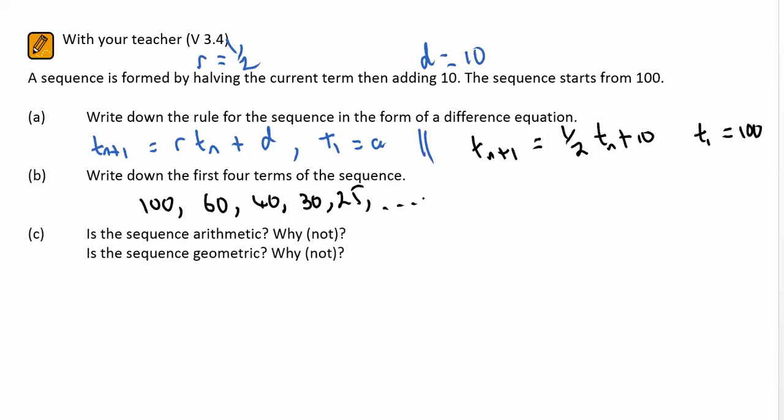It's not an arithmetic sequence, as we've got a common ratio and the difference. And it's not a geometric sequence because we've also got that common difference.